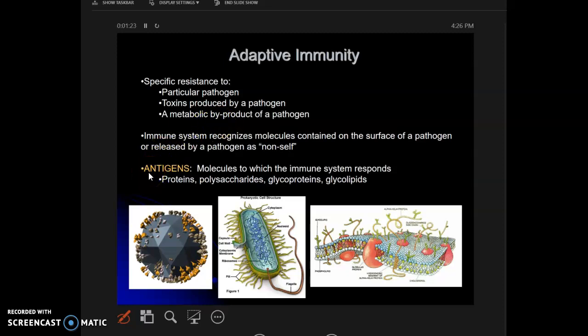It recognizes this with an antigen. What's an antigen? An antigen is a non-self-specific defining molecule to which the immune system responds. It has to be a specific molecule. It could be a protein, it could be a polysaccharide, it could be a glycoprotein, it could be a glycolipid. It has to be a well-defined molecule which is non-self. That means it doesn't belong to that particular body. All right.